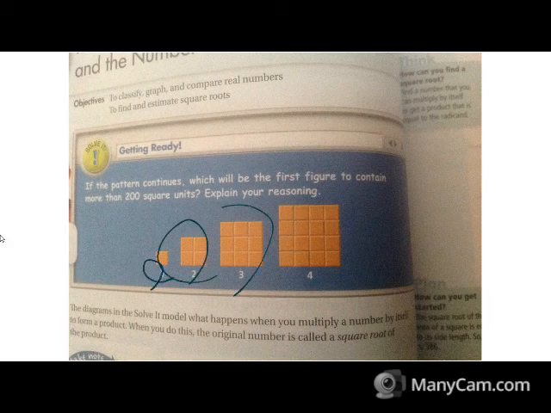At 2, there are 4 squares. At 3, there are 9 squares. And at 4, there are 16 squares. So which one will contain more than 200 square units? Also, think about, can you have a square that has 200 square units? Because if you look, this is 1, 4, 9, and 16. So take a look at that.